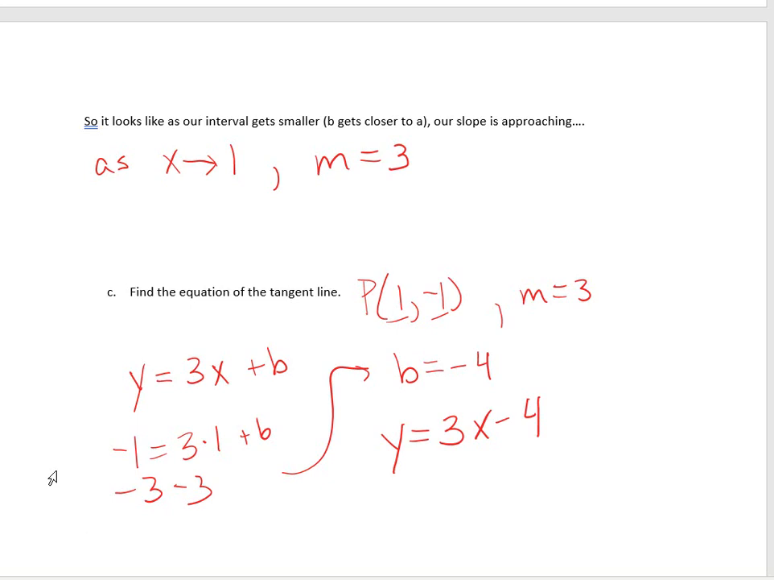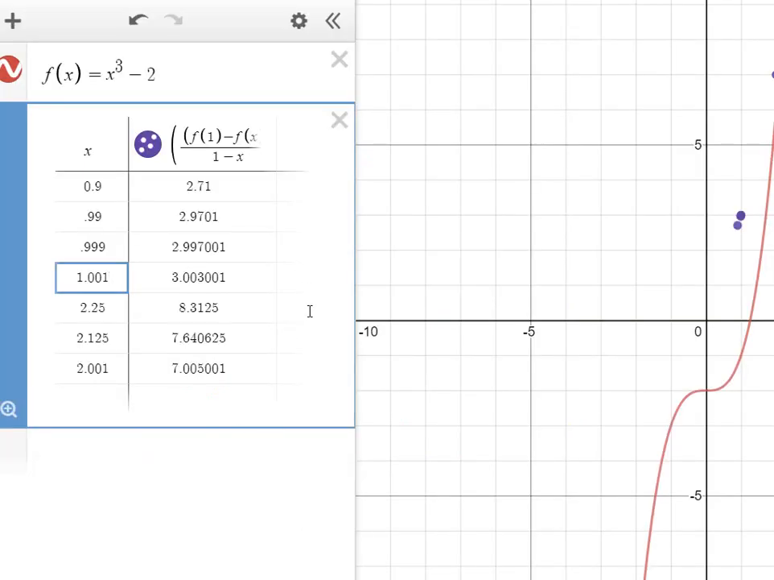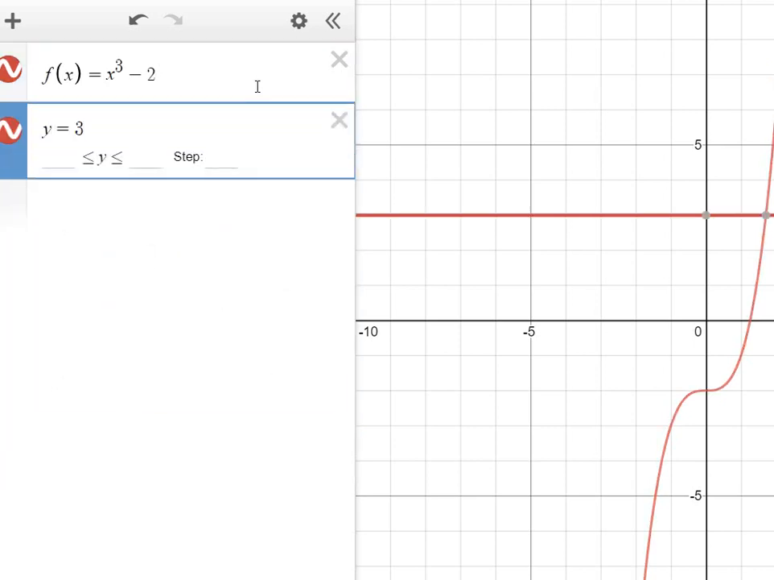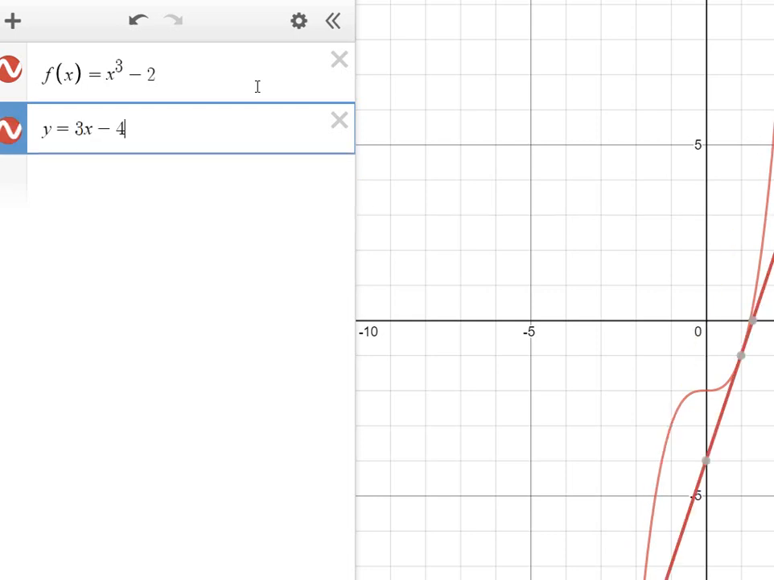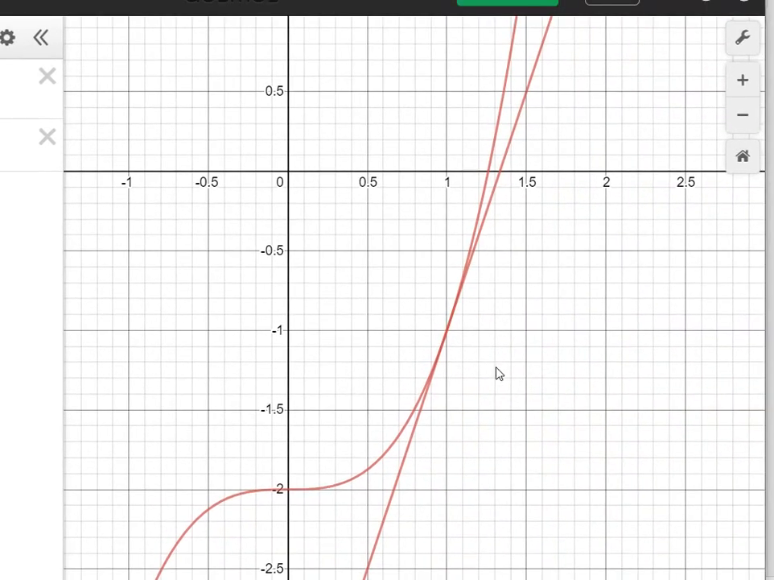Now let's just go ahead and go back to Desmos and check our work. So if I go back here, I'm going to type in y equals 3x minus 4. And what I get, if I zoom in on this for you guys, is a line that goes through the point I wanted it to, and it is perfectly tangent to my original function. That means it touches it but doesn't necessarily go through it at multiple points.